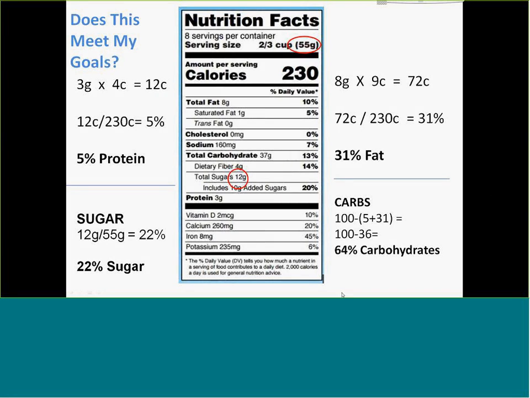Again, does this meet my goals? No, nothing here in this product would meet my goals. So as I'm figuring out what I'm going to eat for the day, this is probably a product I would not want to pick.